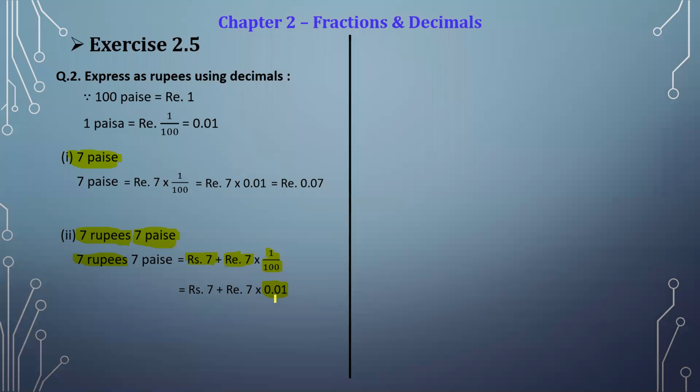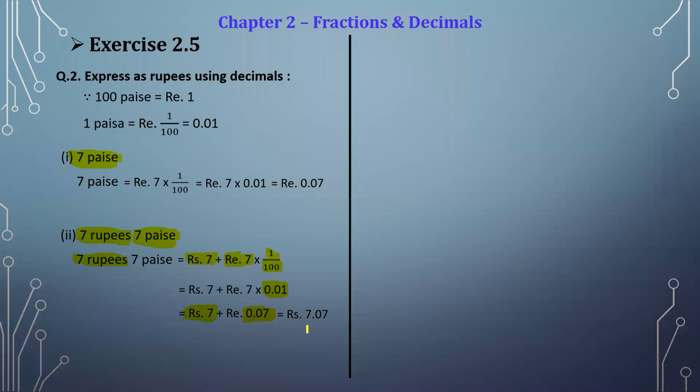Now just perform the multiplication. 7 into 0.01 is going to be 0.07. Now both the terms are in the same unit, that means both are in rupees, 7 as well as 0.07. So now you have to just add these two numbers, and after adding these two numbers, we get the final answer like this.